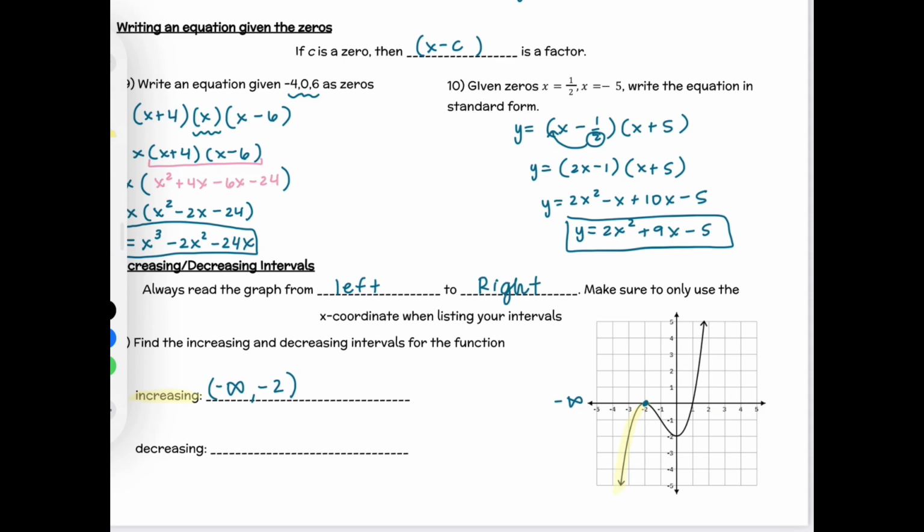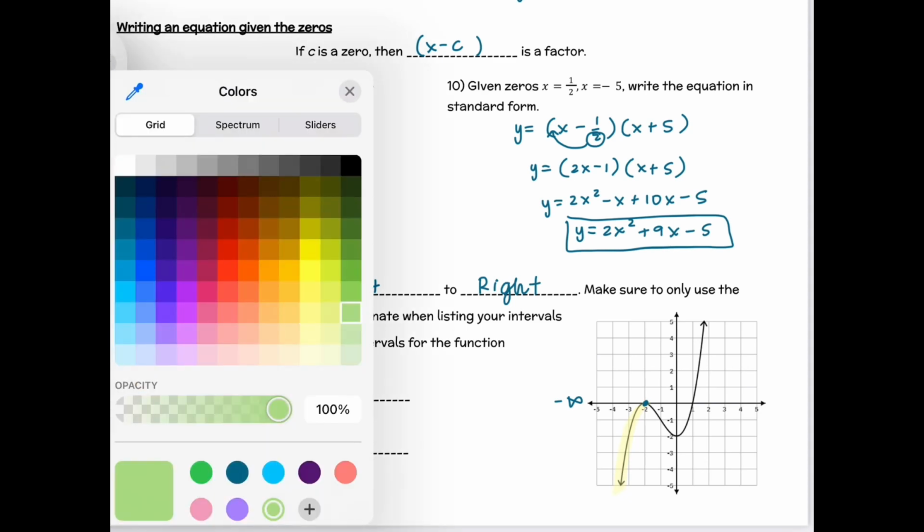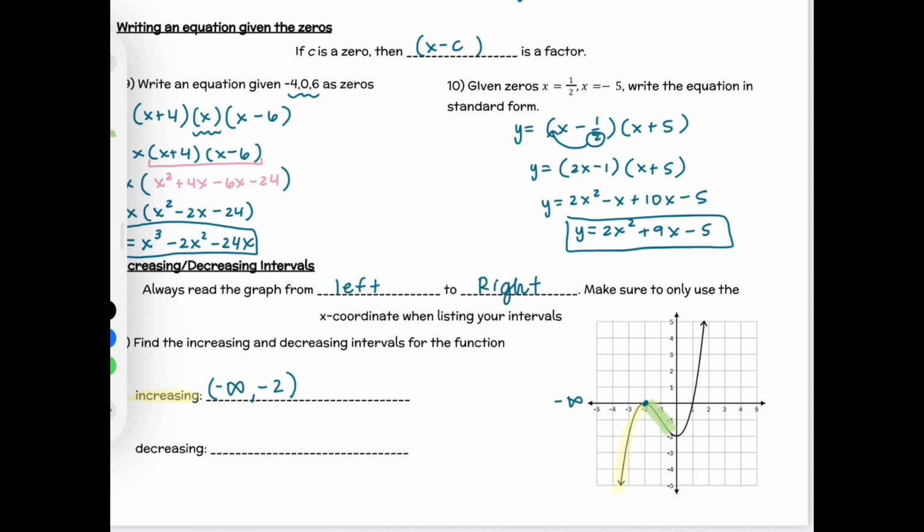All right, and then we're going to start decreasing at that same point. So we're going to go down from -2, that same x value, to 0. So remember, we're thinking about it in terms of x. That little green section is decreasing.